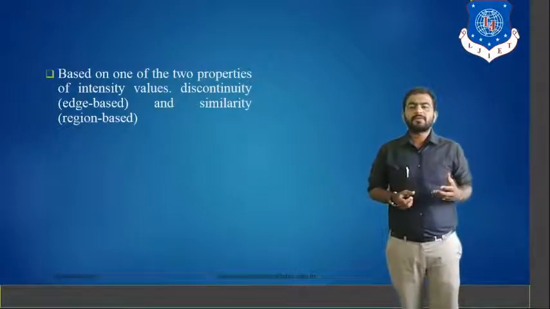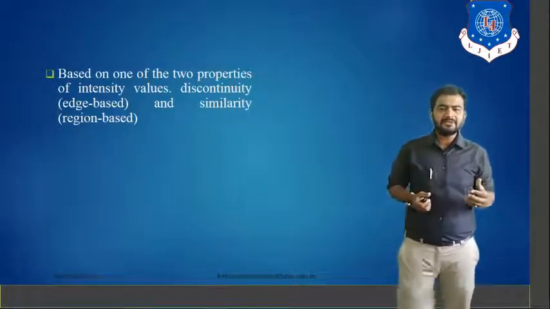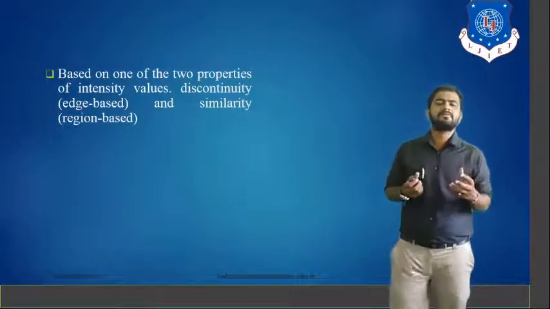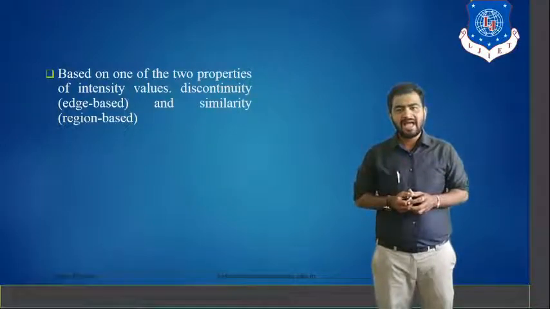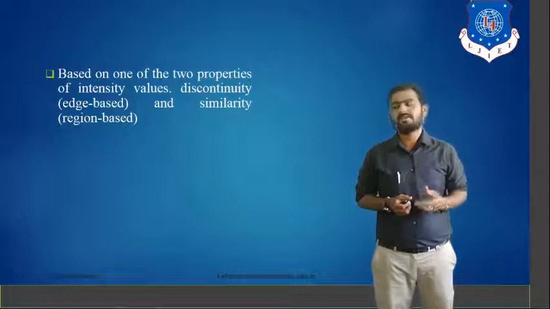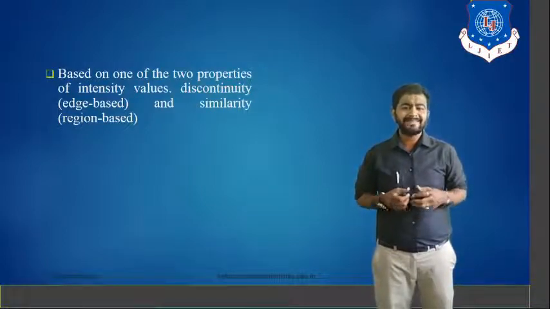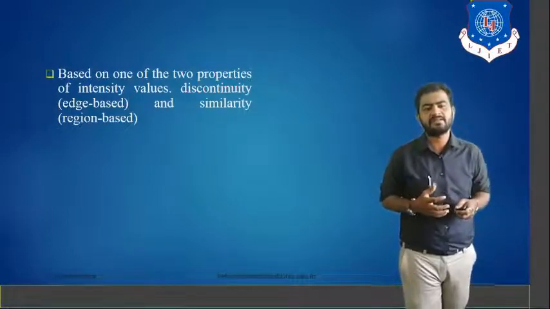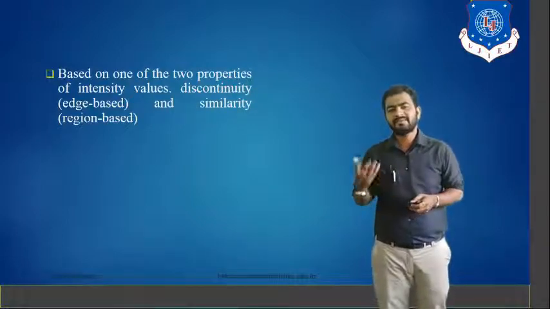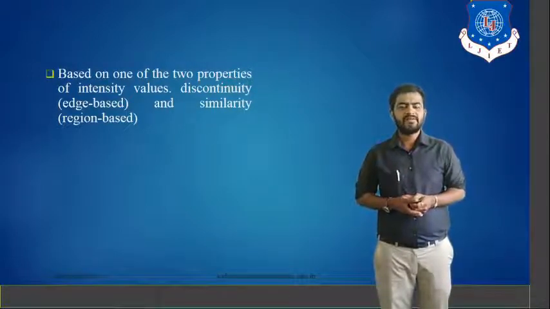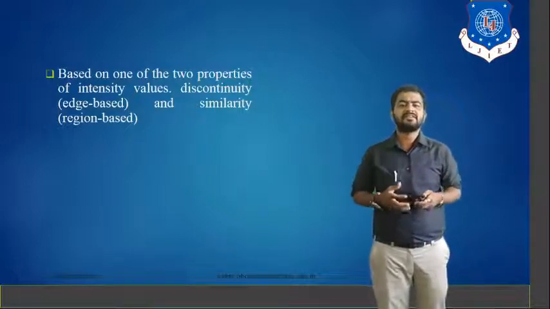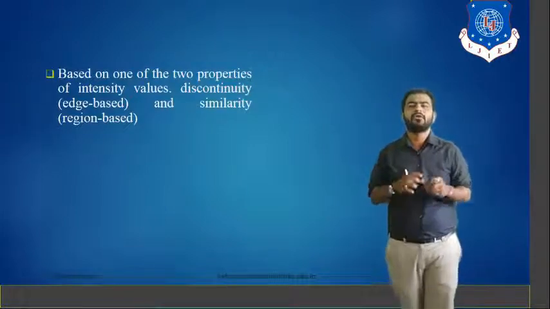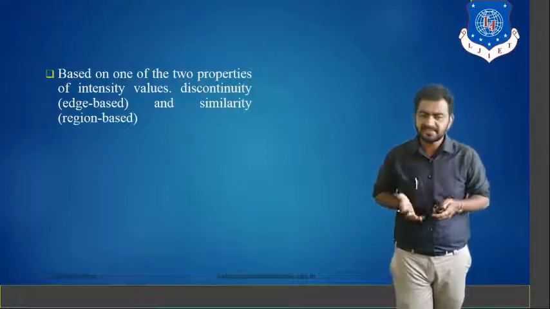Segmentation is based on one or two properties of intensity values: discontinuities and similarities. So when we talk about segmentation, we have to deal with different types of image properties, which can be discontinuous or continuous. For the discontinuous type, we deal with edge-based, boundary-based concepts, that is, discontinuity-based content. For the similarity-based type, we deal with region-based content, identifying meaningful regions of data.